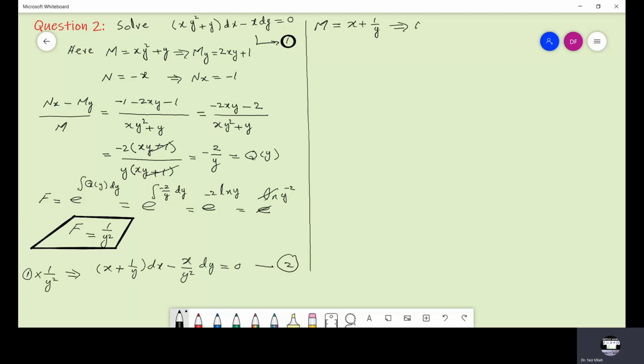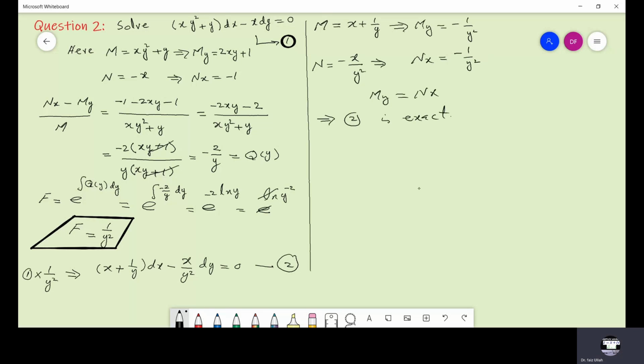So if I differentiate m with respect to y partially, I get minus 1 over y square. And here the coefficient of dy is n, which is equal to minus x divided by y square. Let us partially differentiate n with respect to x. We get minus 1 over y square. So we can see that my is equal to nx, and this implies that equation 2 is exact.